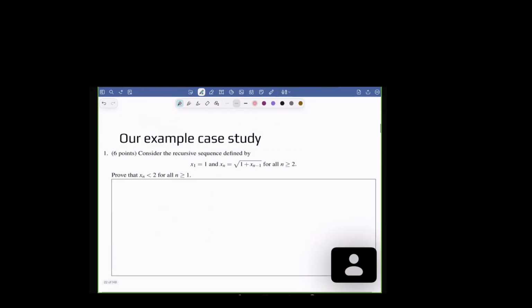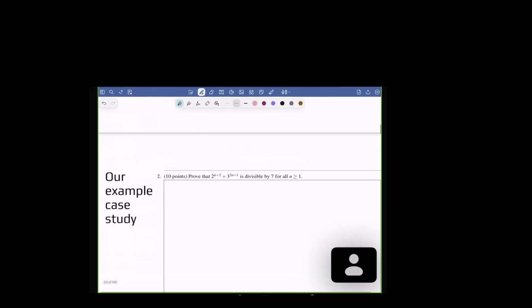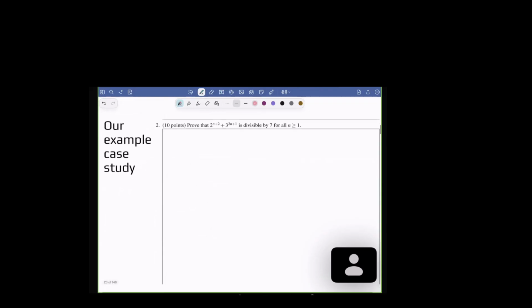I think we're going to skip this problem. We could do this problem instead. Prove that 2 to the n plus 2, plus 3 to the 2n plus 1, is divisible by 7 for all n greater than or equal to 1.